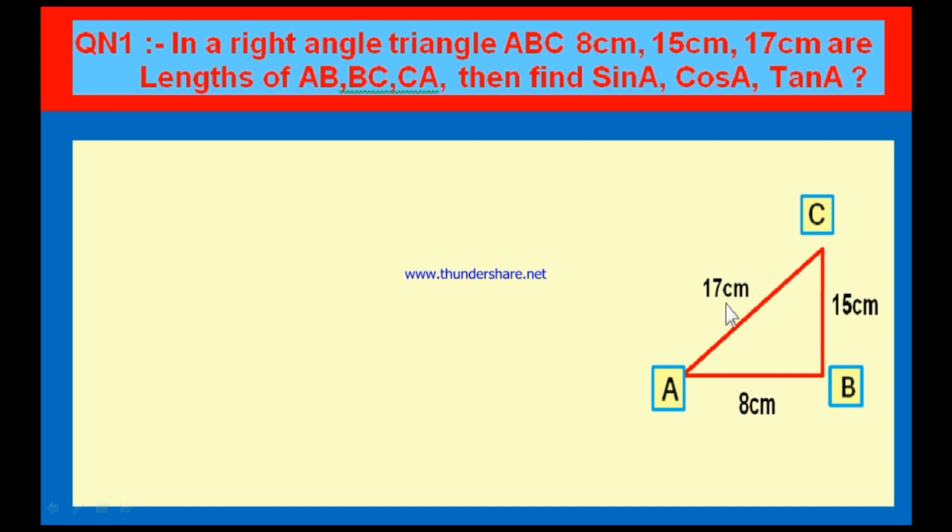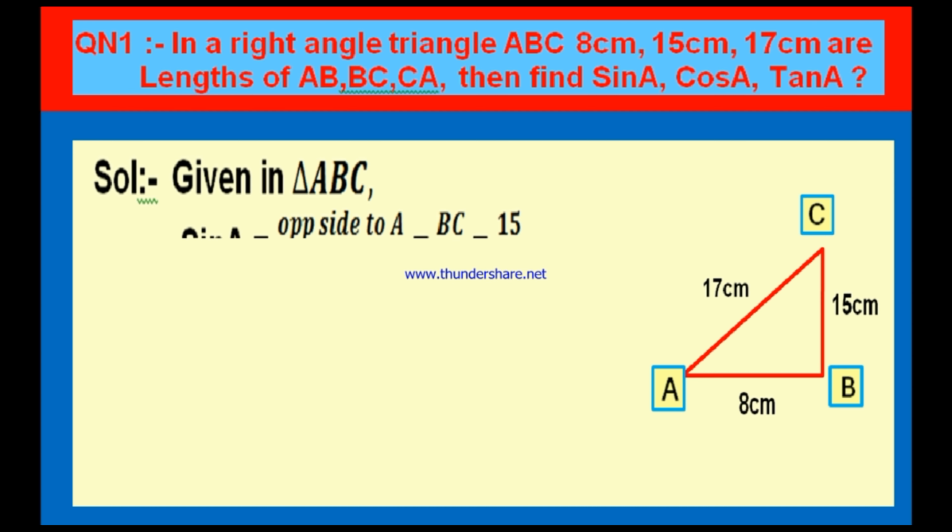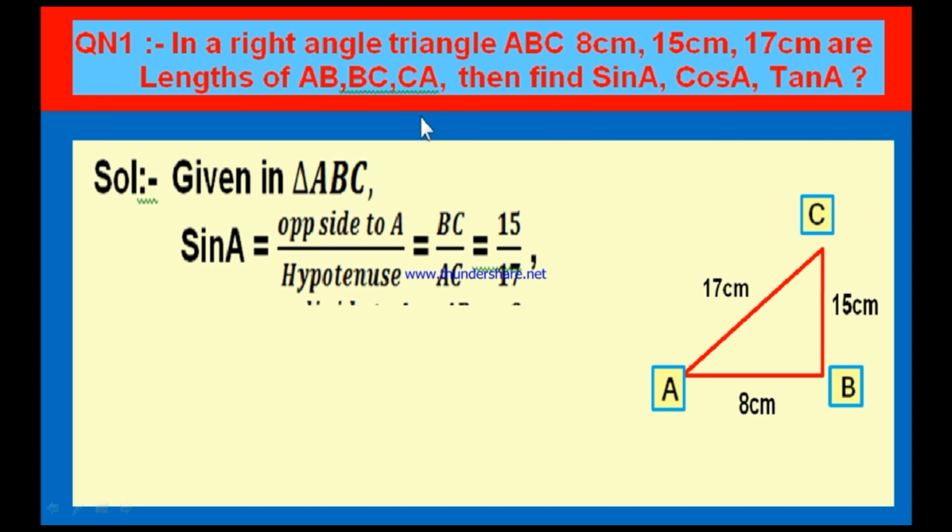17 centimeters. If once you draw this rough diagram, it is clear that angle B is equal to 90 degrees because it is the angle opposite to hypotenuse. Isn't it? Therefore, angle B is equal to 90 degrees. It is a right triangle. Since it is a right triangle, now you can find sin A, cos A and tan A. Here, in the solution, first of all, it is given that in triangle ABC, from this diagram ABC, we have given the sides AB is equal to 8 centimeters, BC is equal to 15 centimeters and AC is equal to 17.